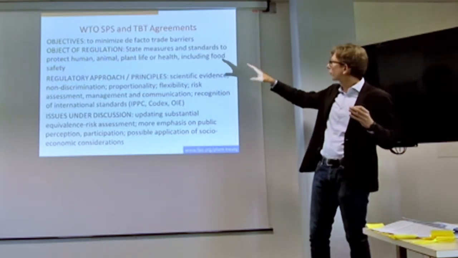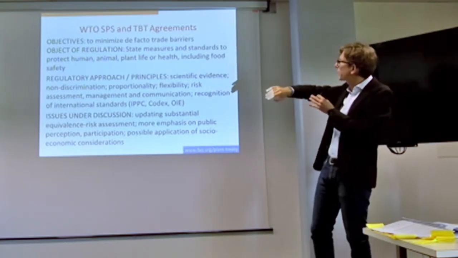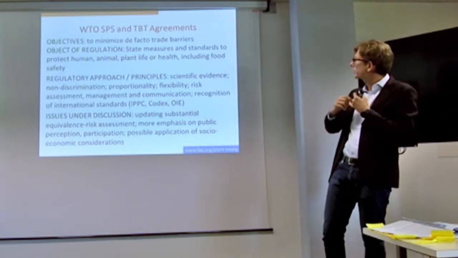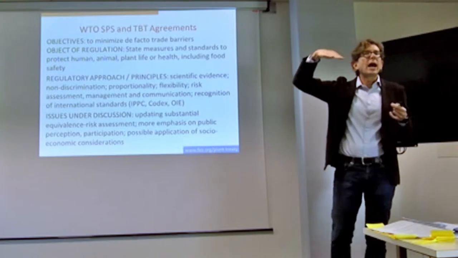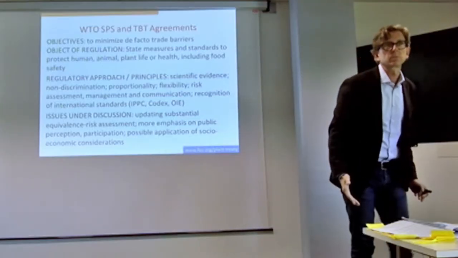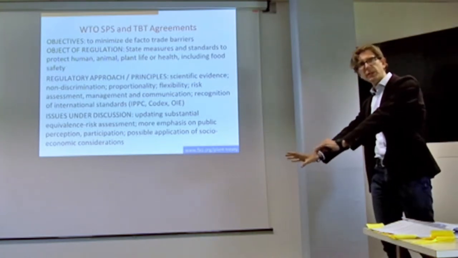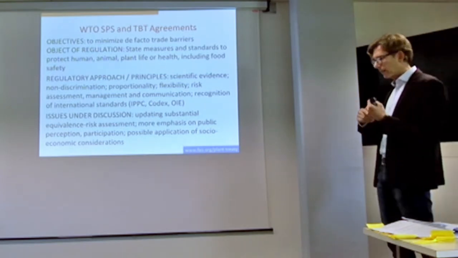The scope of these instruments covers not just plant life or health, it also covers human health from the food safety perspective and animal health, of course, zoonotic diseases. In order to make the application of these state measures non-arbitrary, there are certain principles which then inform the technical standards. These principles are basically science-based. Okay, so before saying that something is not healthy for the plant health or control system of my country, I need to apply certain scientific criteria.